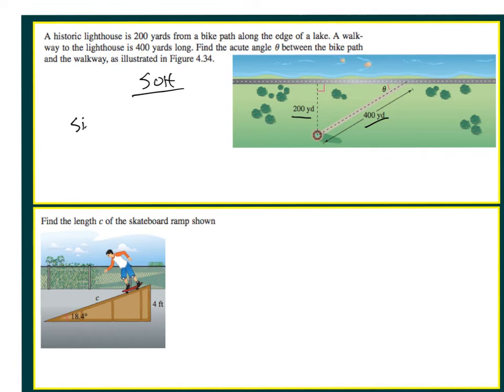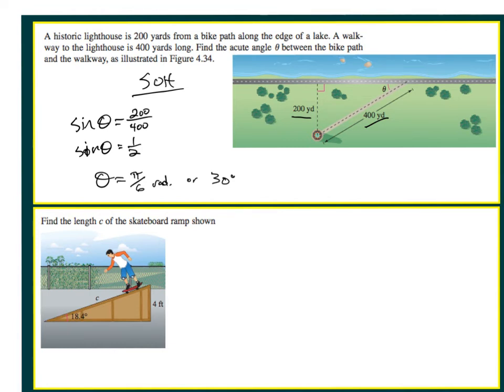So sine of theta is equal to what? My opposite over hypotenuse. Well, what is my opposite? 200 over 400. So sine of theta is equal to what? 1/2. Well, when is sine of theta equal 1/2? What is theta? pi over 6. Wow, we know our unit circle now. So theta is equal to pi over 6 radians, or if I wanted degree mode, what would it be? 30 degrees. All right, pretty good. All right, let's keep going.